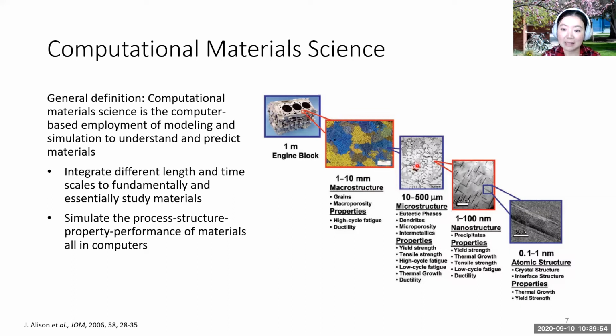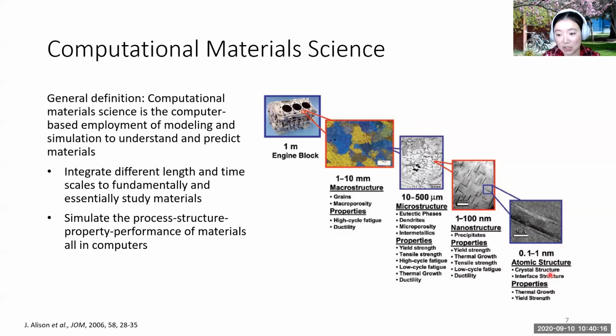If you continue zooming into that material, you can see the microstructure, and in the microstructure you'll be able to see some microporosity or dendrites. As you continue zooming down, we'll see the nanostructure, and you'll be able to see the precipitates. And at the end, into the very teeny, tiny small.